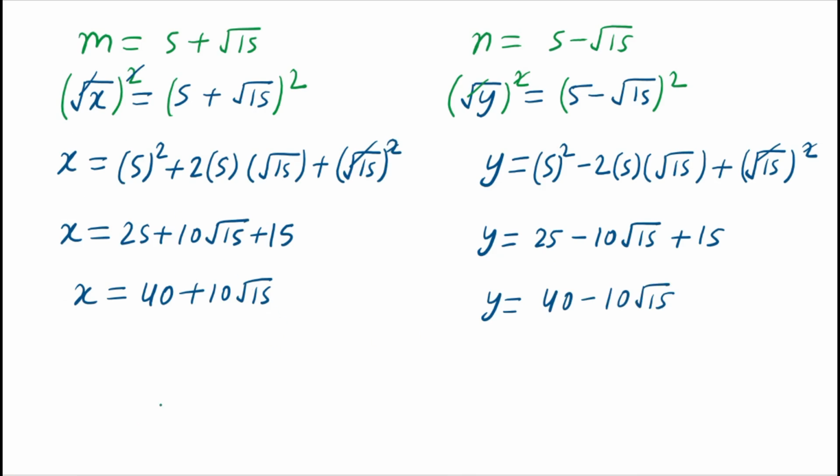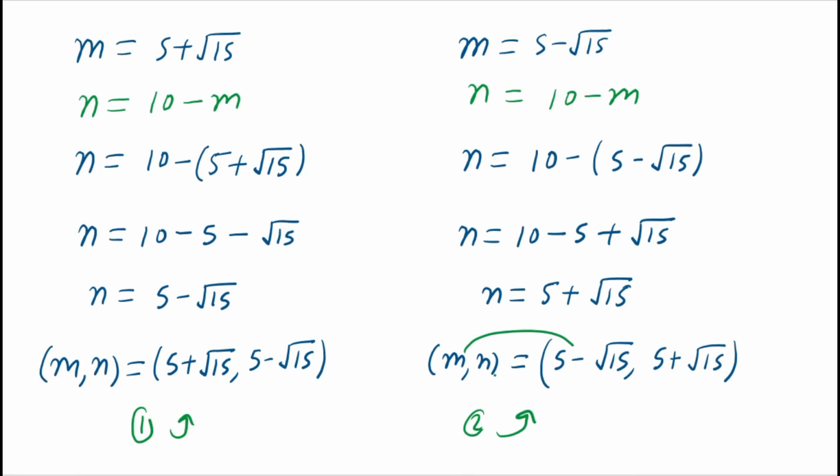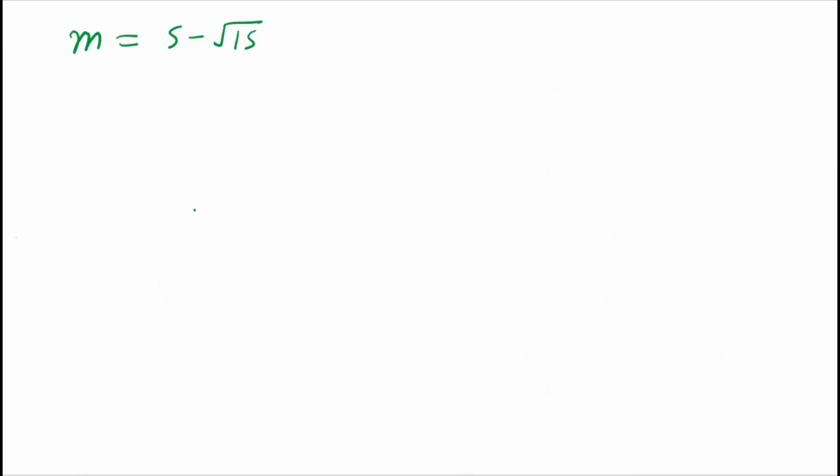Here first solution x comma y is equals to: value of x is 40 plus 10 times square root of 15, then value of y is 40 minus 10 times square root of 15. Now solve case second. In case second, m is equals to 5 minus square root of 15, and n is equals to 5 plus square root of 15.